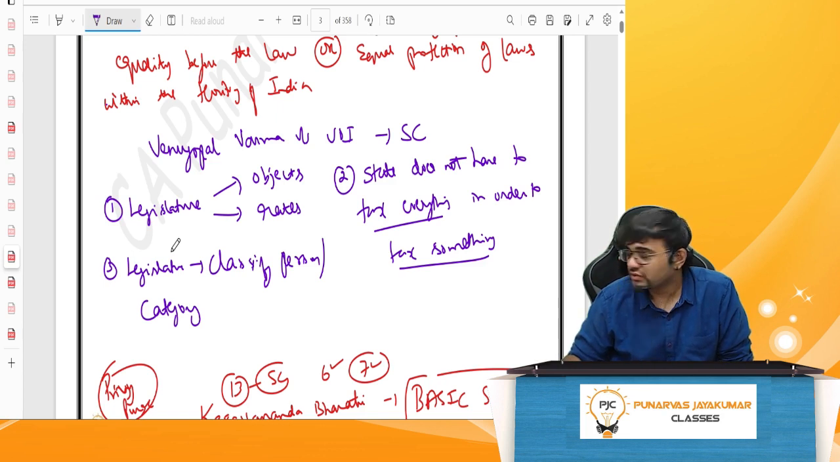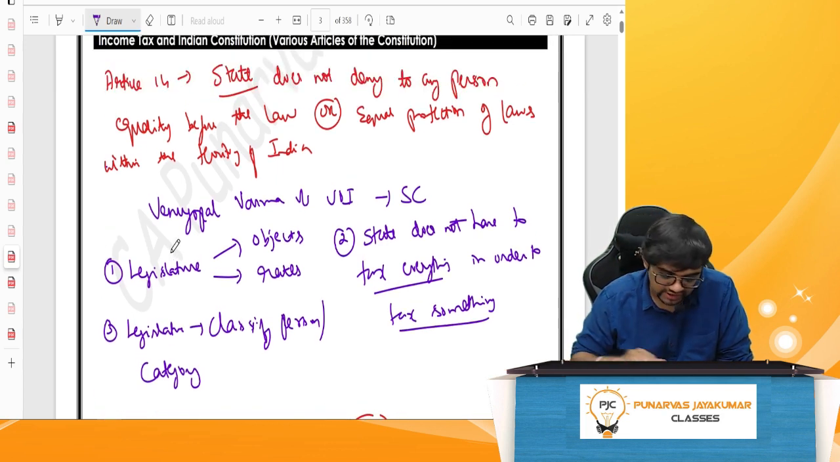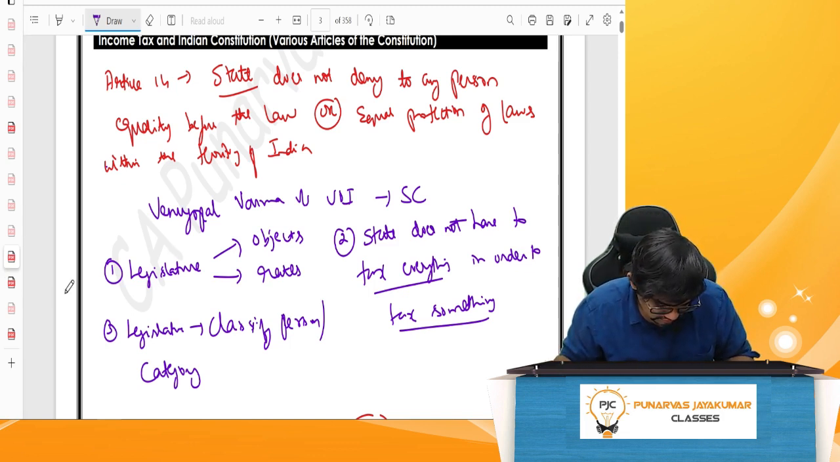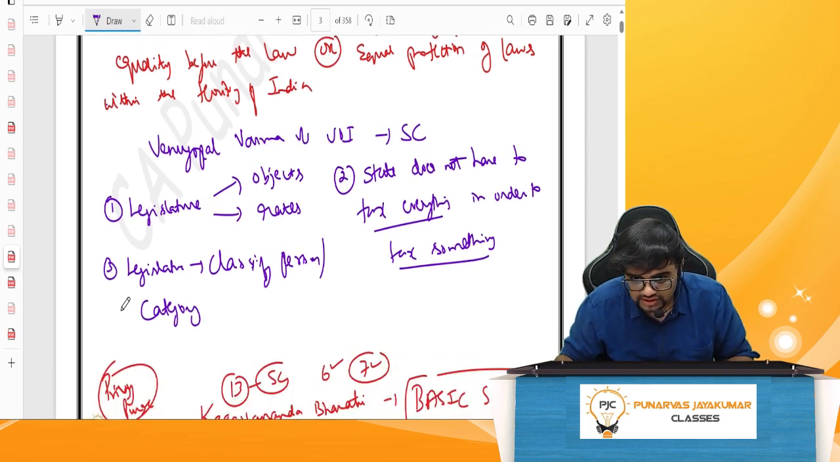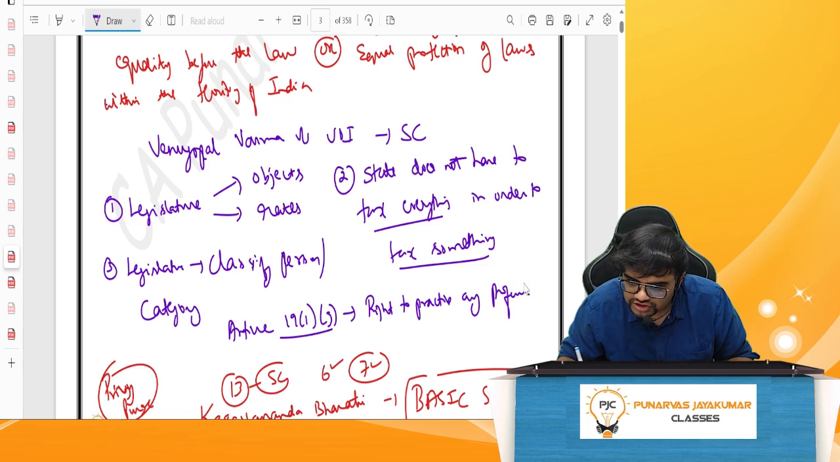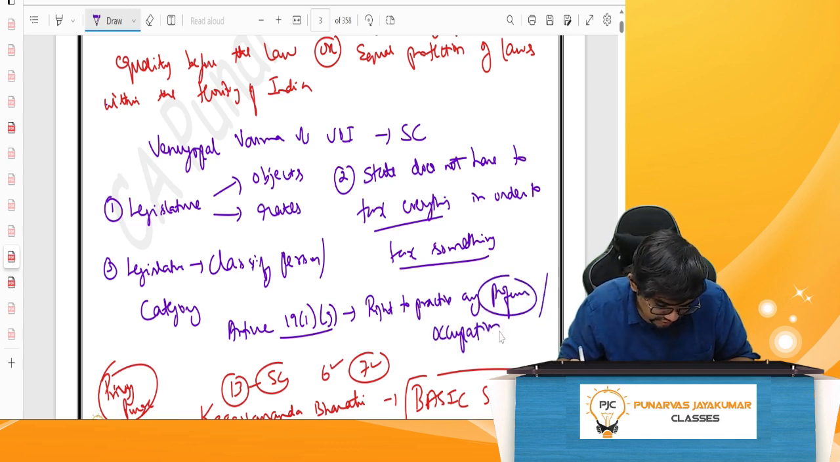So if you see all these things, in case you are doing something which is against the law, I can strike it down under which article? Article number 14. And two articles more, guys. Article 19. Article 19(1)(g). It is a right to practice any profession. That is for us. Any profession or any occupation. We can practice whatever we want.